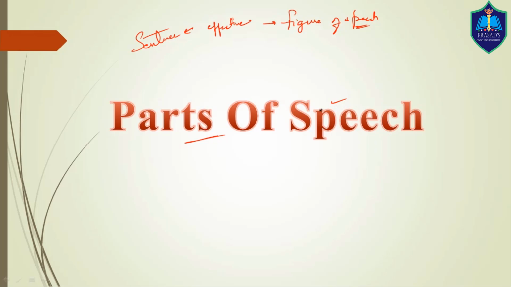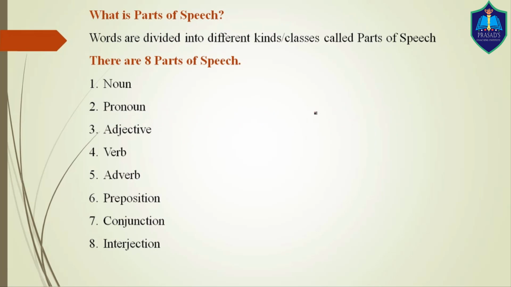So we have some figure of speech like metaphor is there, simile is there, and many things we have. We shall discuss this in our future classes. No need to worry. It takes a long way for us to reach there. We will go from the basics. So in this particular session, we are going to discuss the parts of speech and how many parts of speech are there. So what is parts of speech? The words are divided into different kinds or different classes, and that's what we call as parts of speech. And we have 8 parts of speech like noun, pronoun, adjective, verb, adverb, preposition, conjunction and interjection.